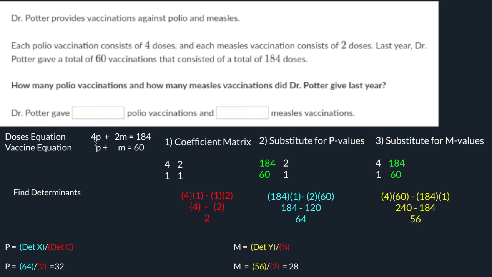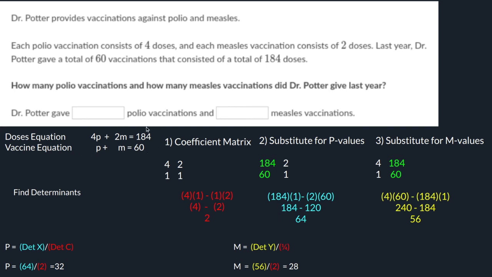First equation is a doses equation. Well, we know that he gave 184 doses. Well, what made up those 184 doses? Well, it was 4 doses per polio vaccine, and it was 2 doses per measles vaccine. You add that together, that's going to get you 184. And our polio vaccines plus our measles vaccines are going to equal a total of 60 vaccinations. So we've got our doses equation and our vaccine equation.